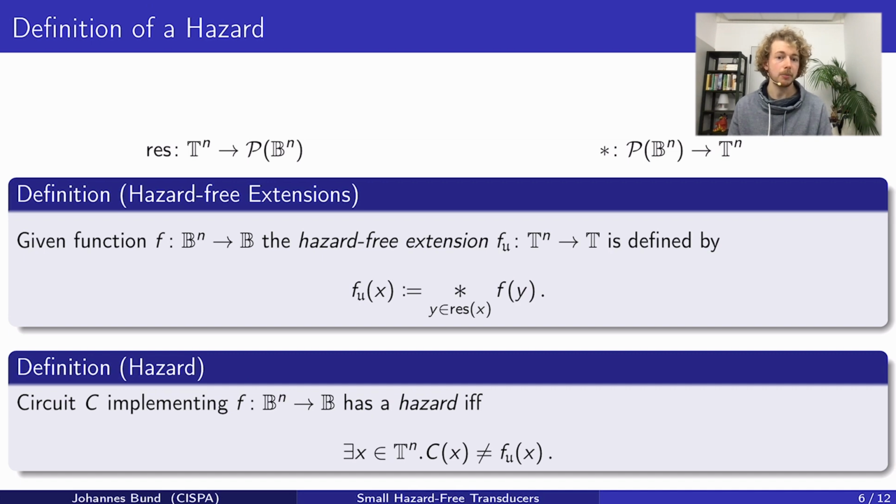A circuit C implementing function f has a hazard if there is an input x that may have some uncertainty, such that the output of C on x does not match the hazard-free extension of f applied to x. And finally, a circuit is hazard-free if it has no hazards. Please note that it is equivalent to say that circuit C implements f subscript u, or circuit C implements f and circuit C is hazard-free.